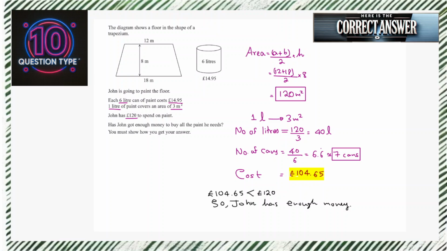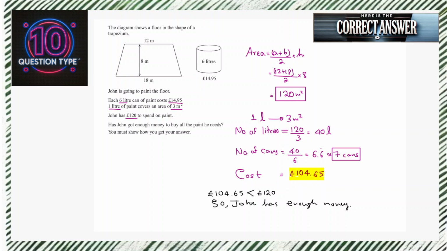So like before, you need to calculate the area, which is 12 and 18 divided by 2 multiplied by the perpendicular height, which gives you 120 meters squared. Now we know 1 litre of paint can cover 3 square meters. So you'll need 120 divided by 3. That's 40 liters, because 40 times 3 gives you 120. Now, how many cans do we need? Each can is 6 liters. So you divide 40 by 6. So you get 6.6 recurring. So obviously you'll have to buy a whole number of cans. So you need 7 cans.